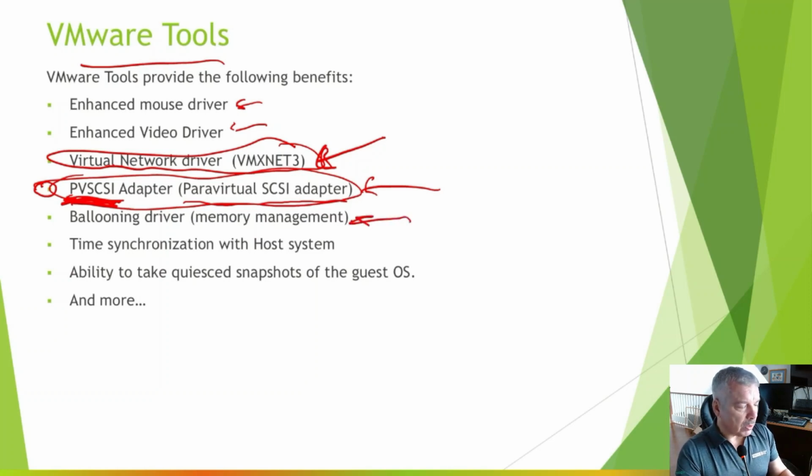There's also a ballooning driver that gets installed. It's called VMMemCtl. This actually allows us to overcommit memory. I'll do a whole video on that. There's also time synchronization with the host, so with your ESXi server, you have that as an option. And the ability to quiesce snapshots. I'll talk about snapshots, but it gives the ability to flush our memory out when we do snapshots of VMs.